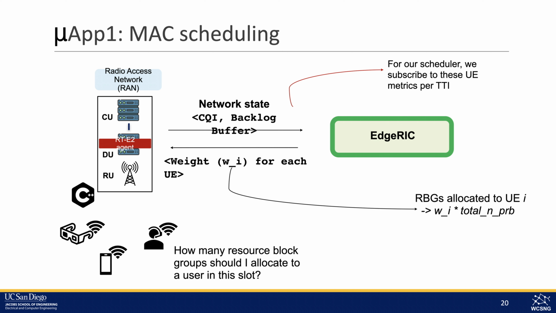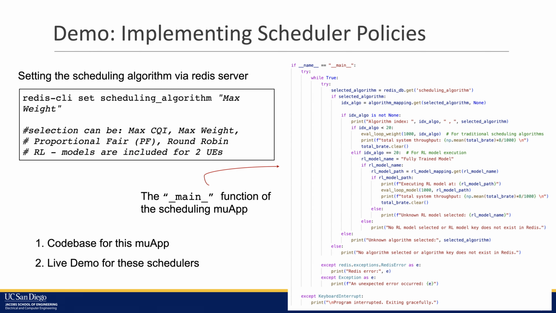The first micro app is on max weight scheduling. Again, the control policy is the weight vector for each of the UEs, basically how many resource block groups I should allocate in that particular slot. The metrics that we use for our inference are the CQI and the backlog buffer, that is, the channel quality and the downlink queue, or the downlink pending data waiting to be sent to each of the users for that particular slot. Our main goal or philosophy is to maximize the overall system throughput.